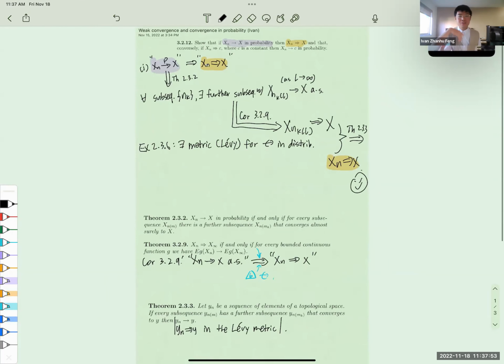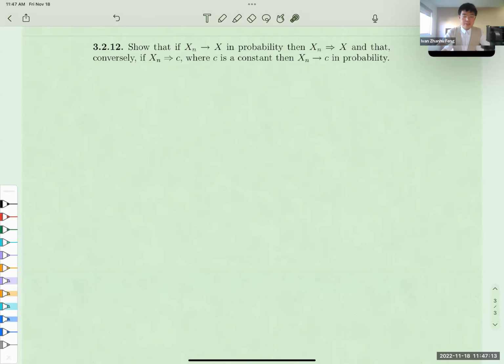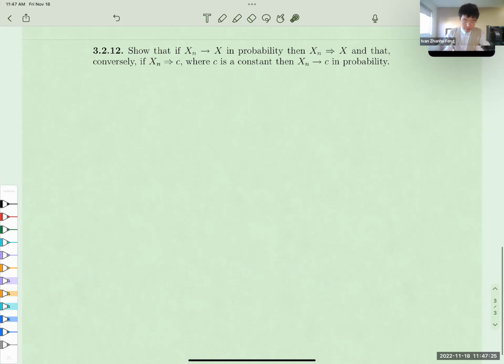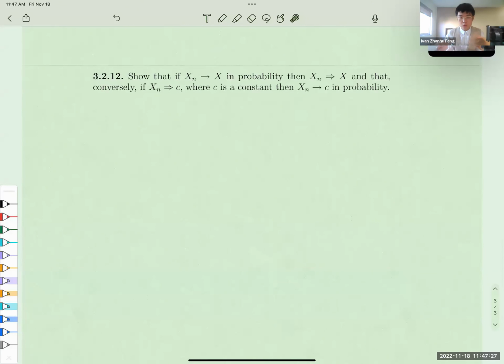So that's it. Any questions here? All right, so next let's look at the second part. Usually when we prove that a theorem or a statement is true, then naturally we would want to ask whether its converse is true or not. But unfortunately, in this case, the converse is not true in general. But fortunately, when this limit X is a constant C, then the converse is indeed true.